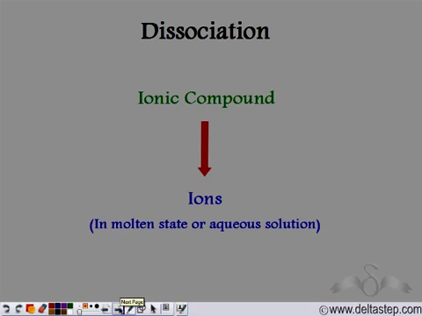So ionic compounds give ions only in the aqueous state or in the molten state. This process is known as dissociation. That is, the ionic compounds dissociate to give the ions. So the process in which the ionic compound dissociates to give ions in the aqueous state or in the molten state is known as dissociation.